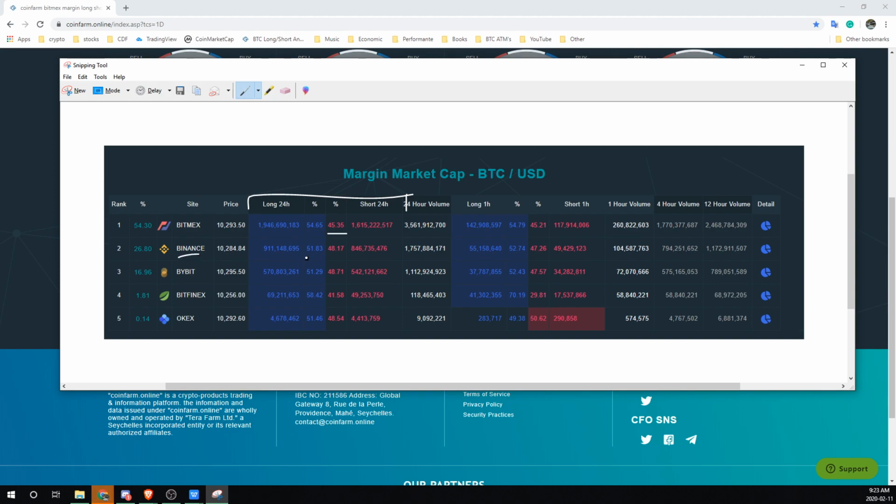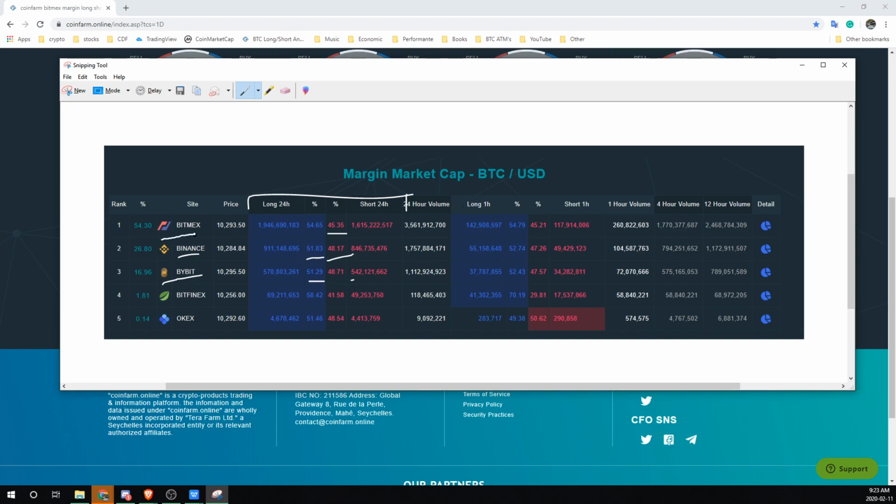On Binance, it's not too bad. It's 51.8% of people long and 48.2% of people that are short. Not a huge difference there. And on Bybit, there's not a huge difference. There's only 51.3% of people that are long and 48.7% of people that are short.